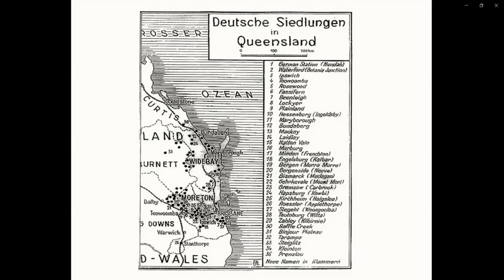One example of a German settlement is the area on the Logan River, now known as Bethania. Bethania was identified as German for about 100 years. Bethania is an anglicization of the name taken by the Lutheran congregation Bethanien, which is the German form of the biblical Bethany.